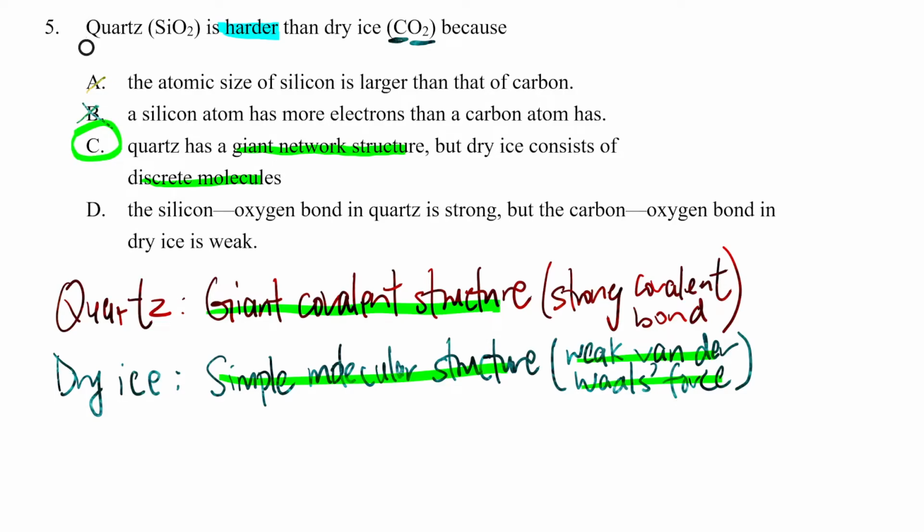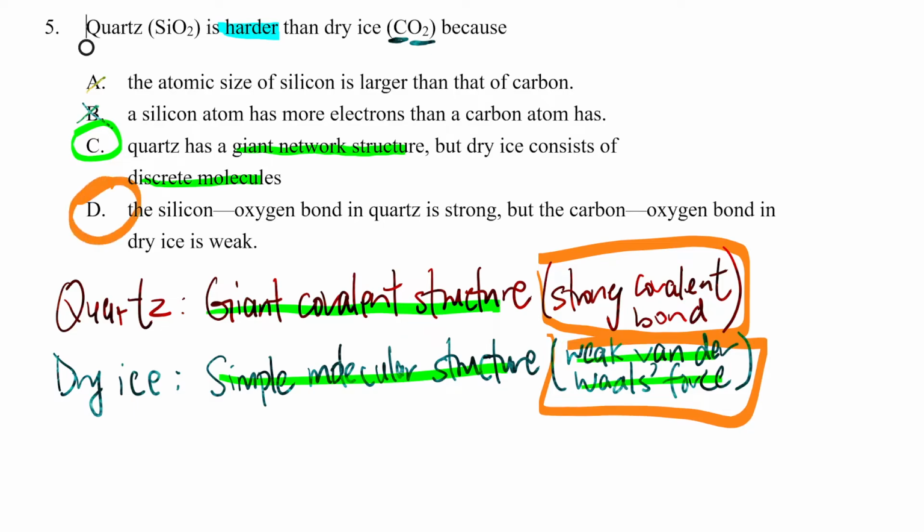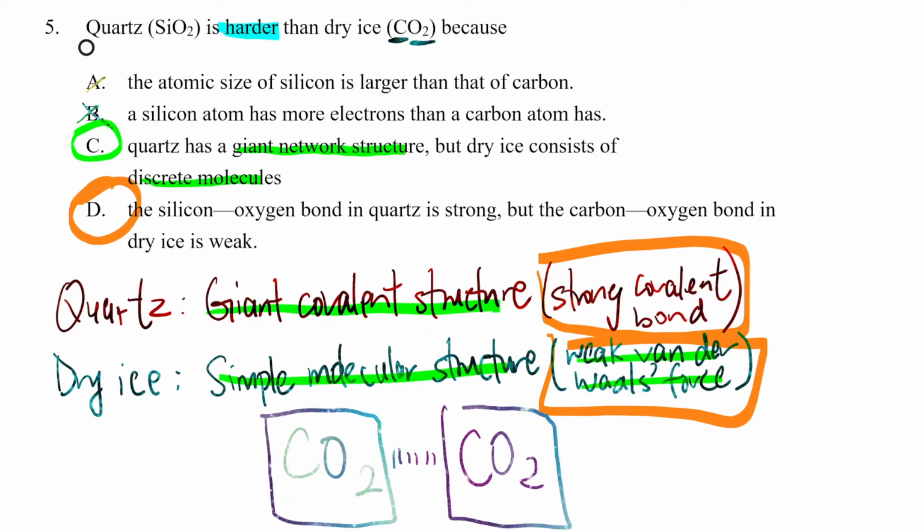Now this is where a lot of you might fall into the trap. It says the silicon-oxygen bond in quartz is strong, which makes sense because you wrote it here, right? It's a strong covalent bond. But the carbon-oxygen bond in dry ice is weak. You're like, oh yes, sir, you wrote here it's weak, so the option should be D as well. Now, this is where you need to be careful. It's not talking about between the molecules. If I could represent it, it's not a correct representation, but I think it's a good way to see it. Let's say I have CO2 here, and I have another CO2 here. Just imagine this is one CO2 molecule, and this is another CO2 molecule.